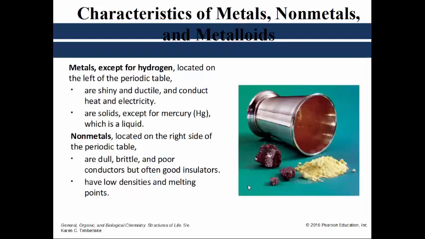Alright, we'll talk about some traits of the three of those, the metals and metalloids and nonmetals. Metals, other than hydrogen, are located on the left-hand side of the periodic table. They are going to be very shiny and very ductile, which means they're able to be bent and twisted into various shapes. These are going to be very good conductors of electricity and heat. All metals are also going to be solid except for mercury. Mercury is the only example of a metal that is liquid at room temperature.